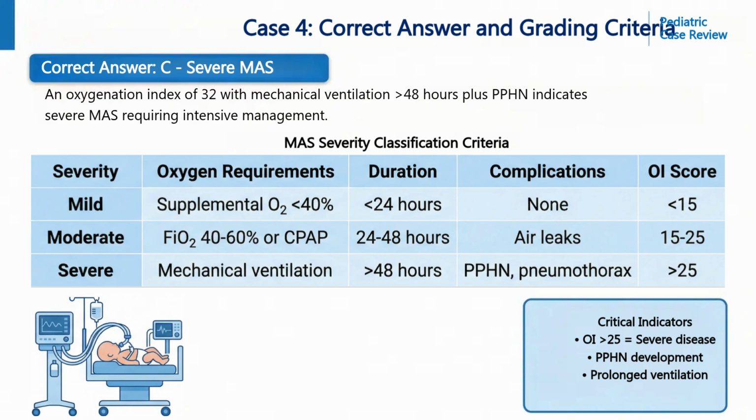Moderate disease requires a fraction of inspired oxygen between 40 and 60% or continuous positive airway pressure support, lasts 24 to 48 hours, may have air leaks, and has an oxygenation index of 15 to 25. Severe disease requires mechanical ventilation, lasts beyond 48 hours, has complications including persistent pulmonary hypertension and pneumothorax, and an oxygenation index above 25. Case 5.